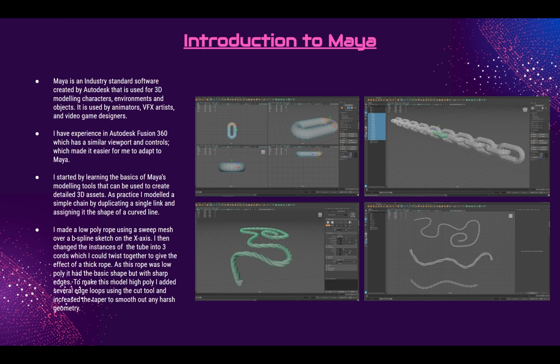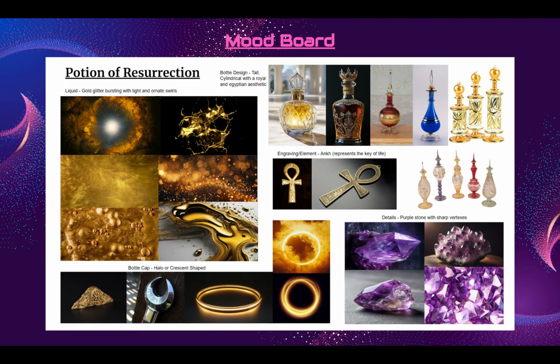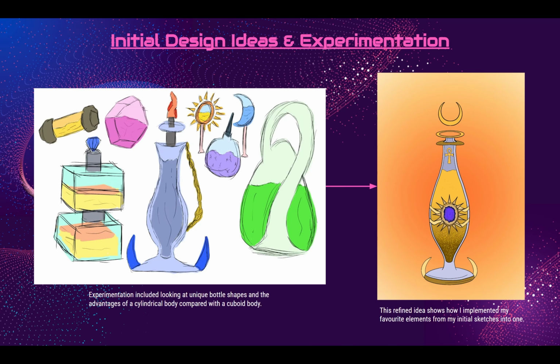This is my mood board I created as I explored ideas for my potion bottle design. To brainstorm further ideas for my potion bottle, I looked at creating unique bottle shapes and comparing the advantages of a cylindrical body compared to a cuboid body. On the right is my refined idea and shows how I implemented my favorite elements from my initial sketches into one.